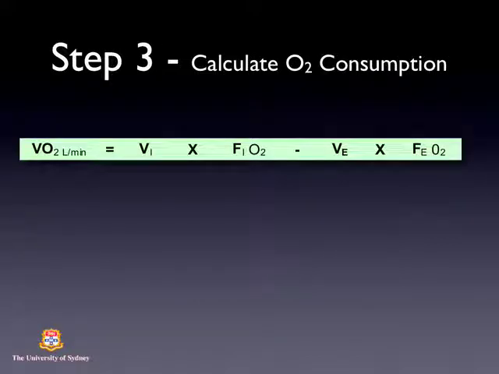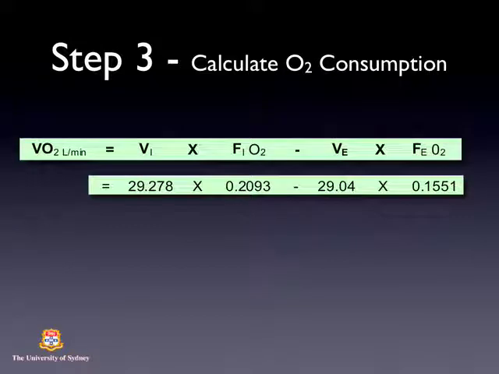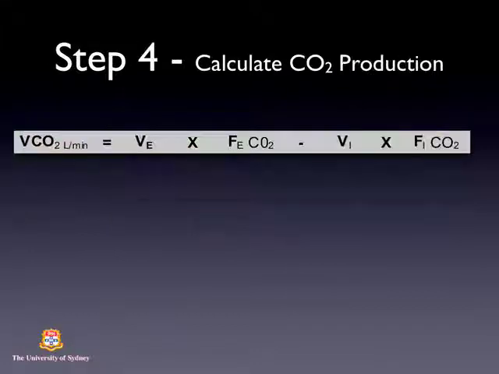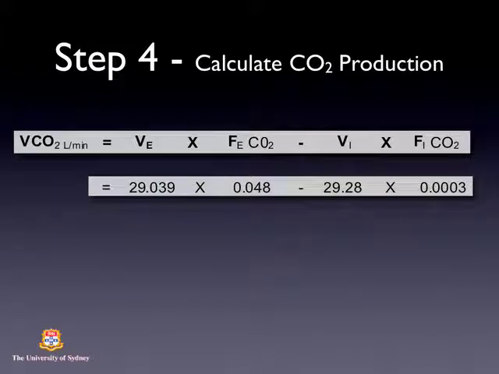So we enter the data from step 1 and 2 and our collected data into the equation in step 3, calculating oxygen consumption. Your equation should look something like this, and you should get a result of about 1.62 litres per minute, VO2. Step 4, much the same, entering your data in, your equation should look like this, and you should get a result of 1.38 litres VCO2, or CO2 production.